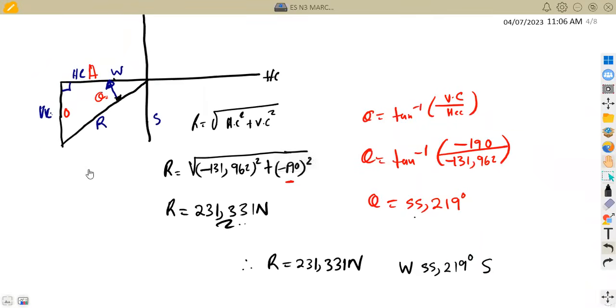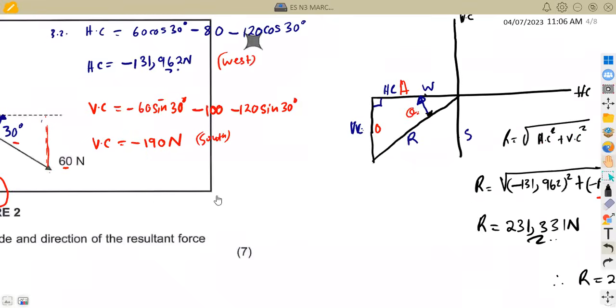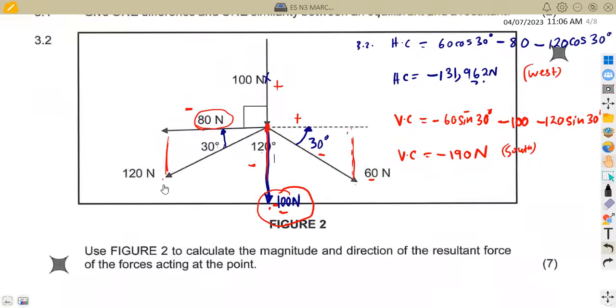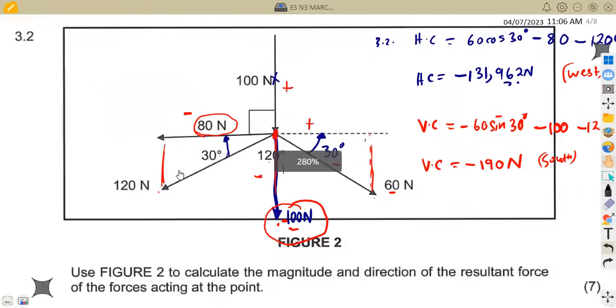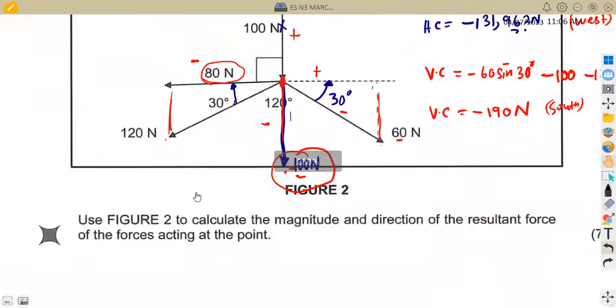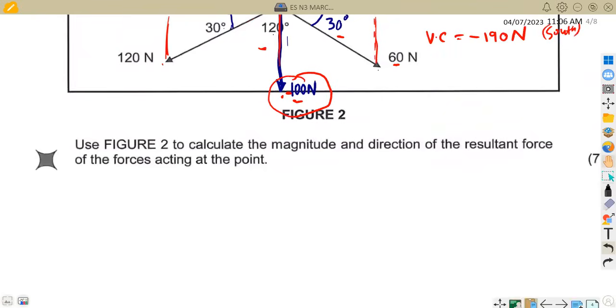So that was the first part of our question 3, which is 3.2, having actually a total of 7 marks in this case. All right, so let's check the other part of the question in this case and see what we were given.